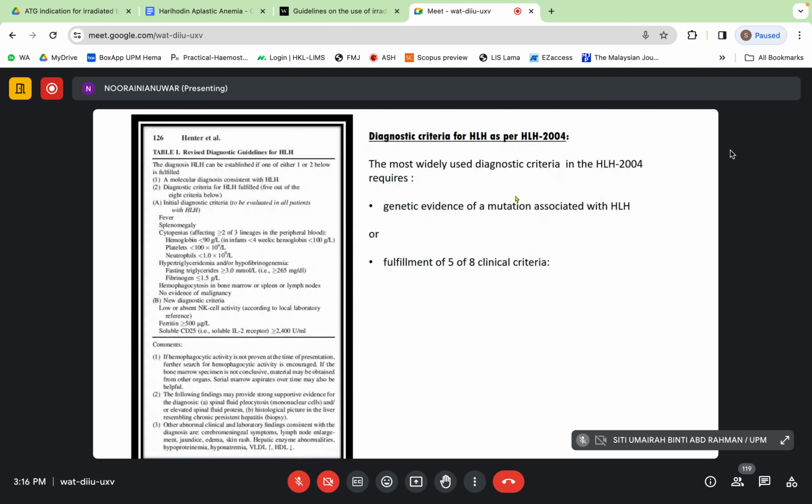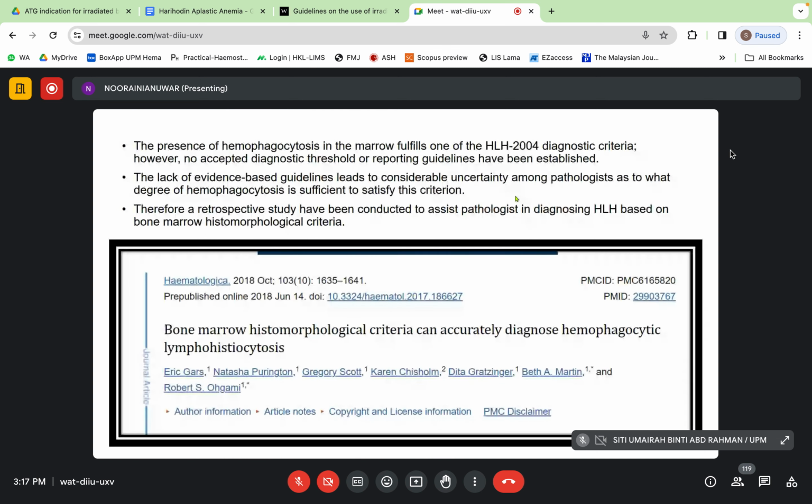First is molecular diagnosis consistent with HLH, and second, if there is fulfillment of 5 out of 8 clinical criteria, such as fever, splenomegaly, which this patient has, cytopenia, hypertriglyceridemia or hypofibrinogenemia, hemophagocytosis in bone marrow or spleen or lymph node with no evidence of malignancy, and new diagnostic criteria established: low or absent NK cell activity with high ferritin and soluble CD25 or soluble interleukin 2 receptor more than 2,400. So the presence of hemophagocytosis in the marrow fulfills one of the HLH 2004 diagnostic criteria.